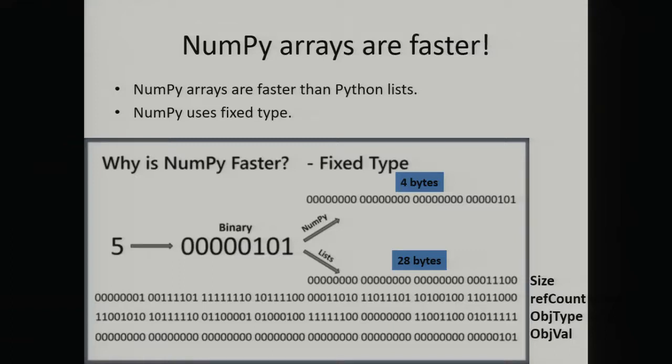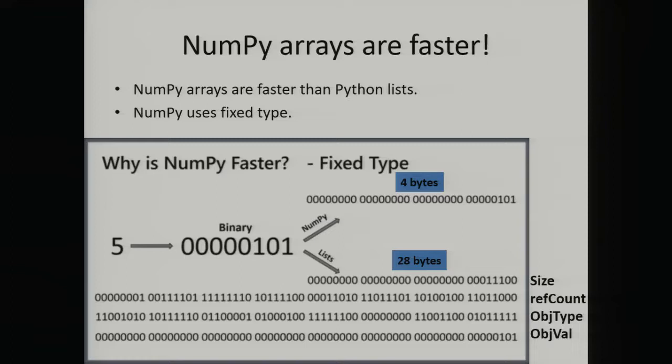Okay. This demonstrates, if the list contains an item or element 5, the binary representation of 5 is 101, and in Python each element is organized as size, which is 4 bytes, reference count of 8 bytes, object type of 8 bytes, and object value, that is essentially 5, again of 8 bytes. So that makes it 28 bytes. 28 bytes represent an element on the list, whereas compare that with NumPy arrays, it just requires 4 bytes to represent the binary representation of this array element 5.